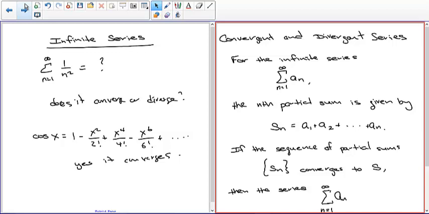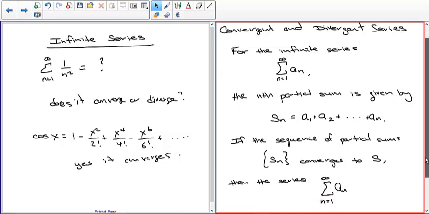Okay, anyway, so we have this one. It's convergent and divergent series. It says for an infinite series from n equals 1 to infinity of a sub n, the nth partial sum is given by s sub n, where s sub n is defined as a sub 1 plus a sub 2 plus dot dot dot a sub n. So s sub n is the partial sum, you're adding the first n terms of the series. It says if the sequence of partial sums converges to some number s, then the series converges.